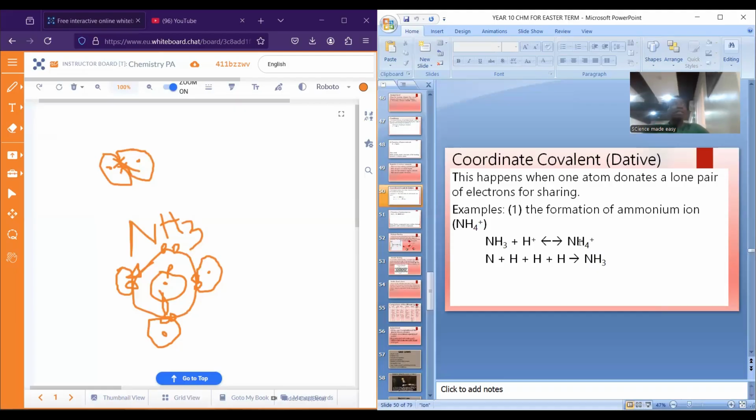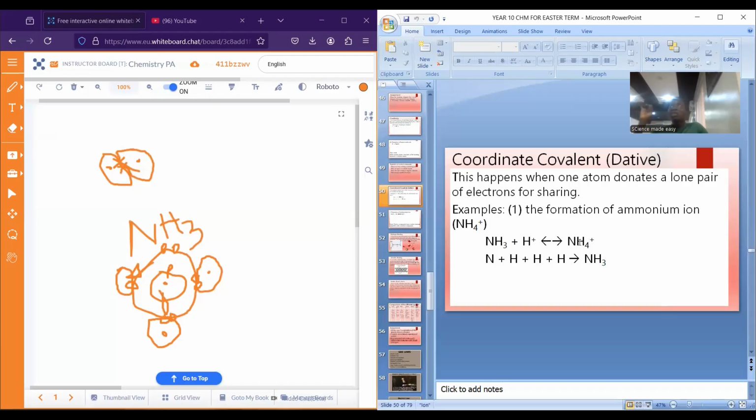Here, this also exists between two non-metals, but there is an extra atom that does not participate in the combination. I'm talking about the dative. There is an extra atom that does not participate, and they call it a lone pair of electrons. That means one atom donates a lone pair.